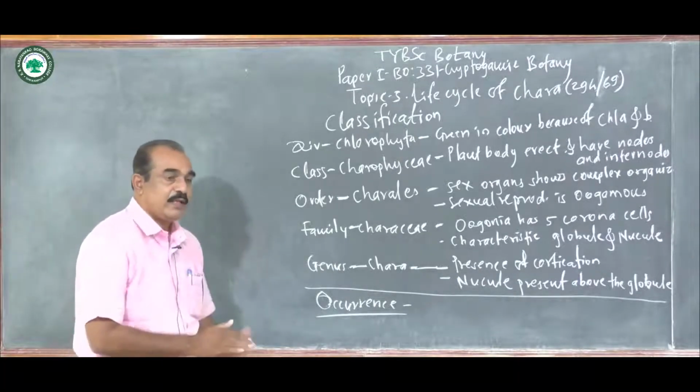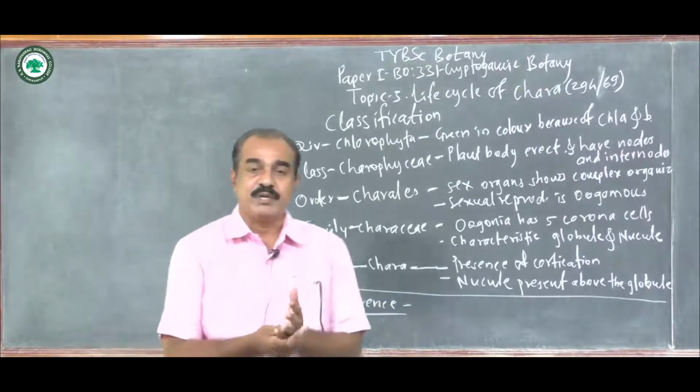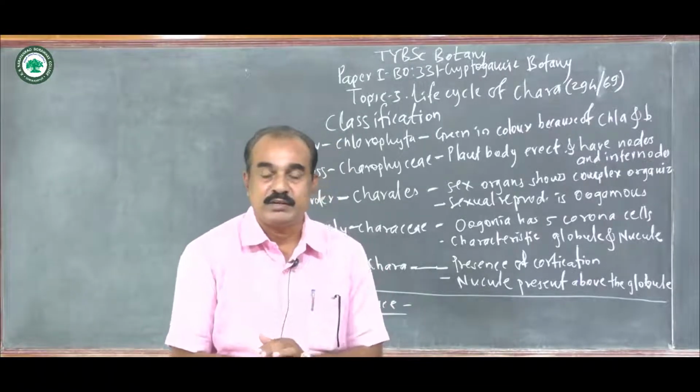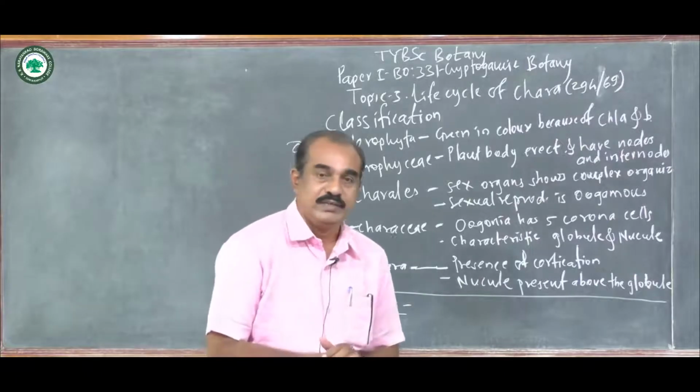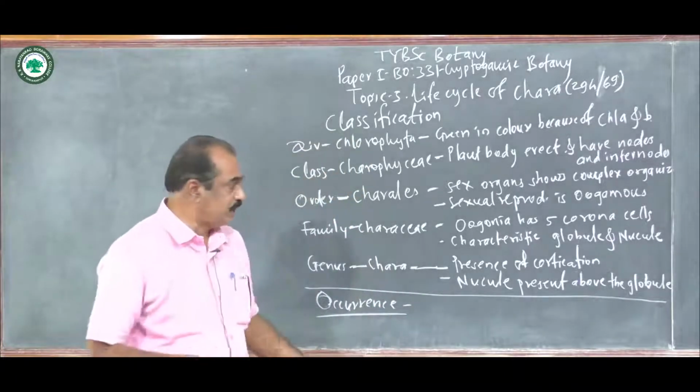Now, occurrence. Generally, this Chara is a freshwater alga. It is found in freshwater reservoirs like ponds, pools, ditches, etc. So, it is a freshwater alga.